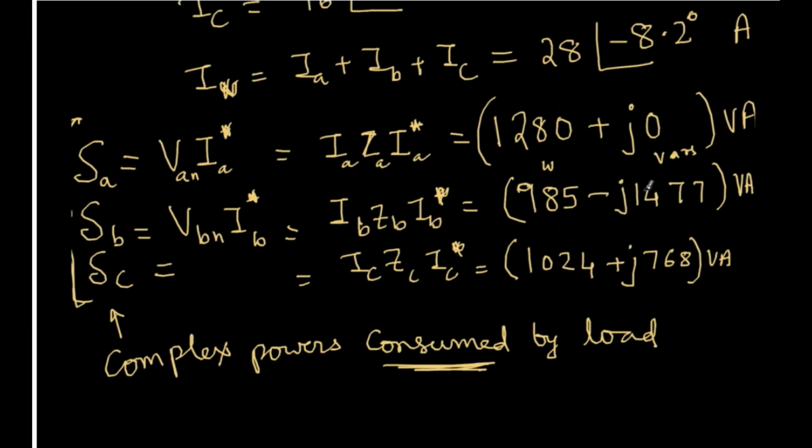The meaning of that is minus J1477 watts are consumed by B phase, or in other words, 1477 watts are produced by B phase. Because of this minus sign and consume, 1477 watts are produced by B phase.